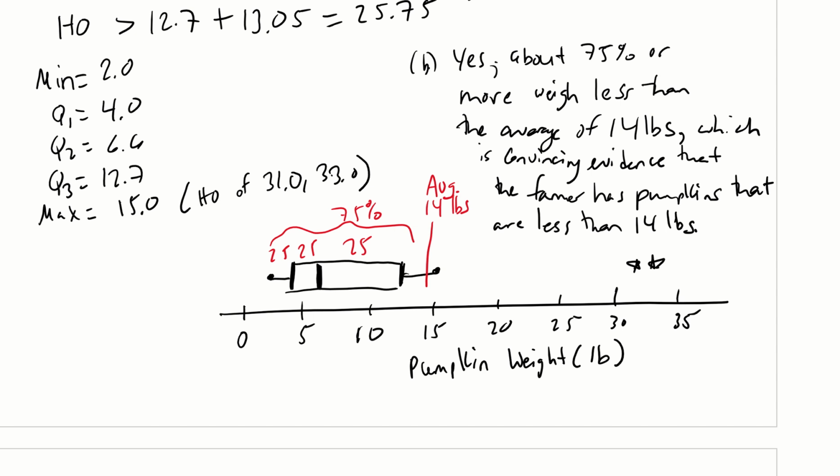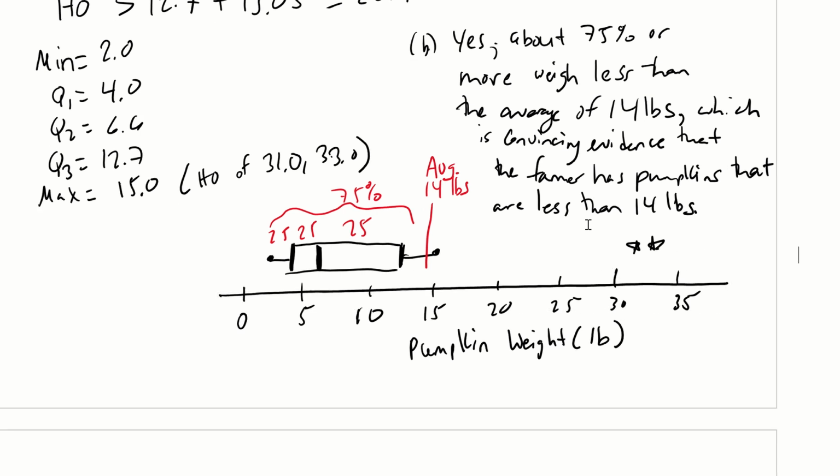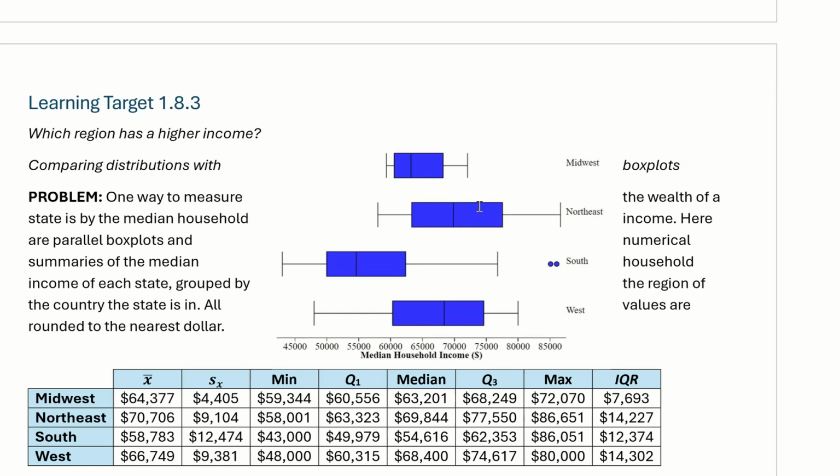We can't really say that the average is 14 pounds because we have most of them being less than. So the average has to be less than that. We have some outliers, of course, you know, 30, 35 pounds, 33 pounds, but those are outliers and those are not the norm.